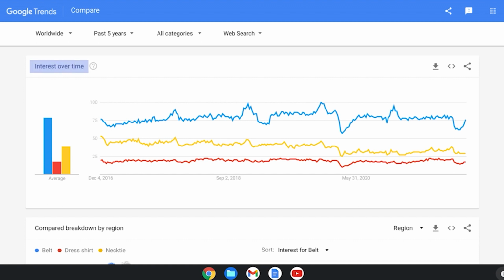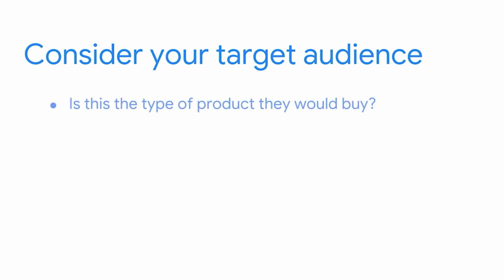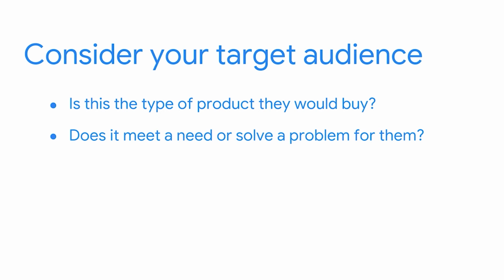A tool like Google Trends will show you interest in a product over time for a specific region, but you'll also need to consider how this applies to your target audience. Is this the type of product they would buy? Does it meet a need or solve a problem for them? Asking these questions about your target audience and using tools like Google Trends will help you determine the demand for a product. But you also want to make sure the product is profitable.